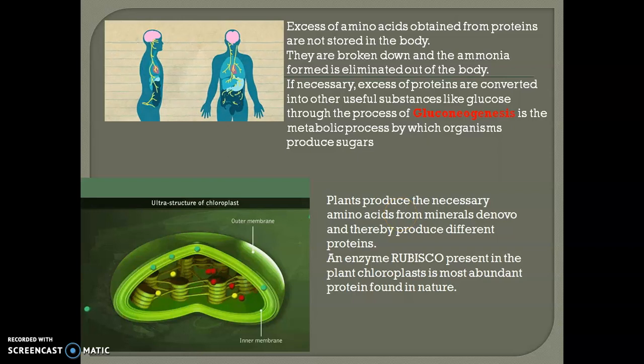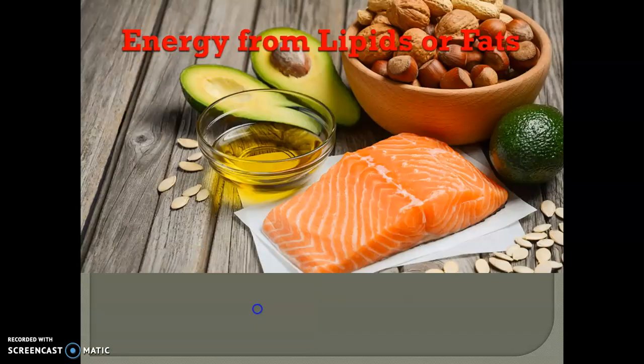Plants produce the necessary amino acids from minerals de novo and thereby produce different proteins. An enzyme, Rubisco, present in the plant chloroplast, is the most abundant protein found in nature. So this is the structure of the chloroplast, which again you have already studied in 9th standard. There is an enzyme called Rubisco which produces different proteins, and that is used for the growth of the plant. So I hope you all are clear about proteins.